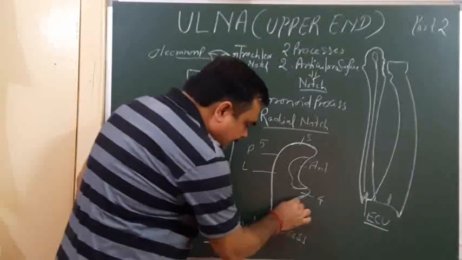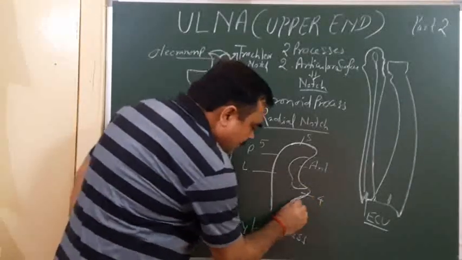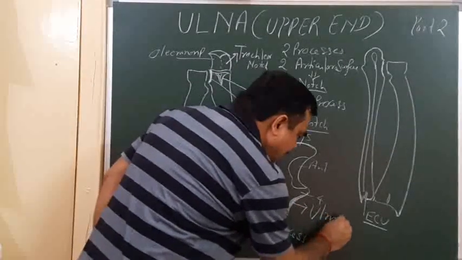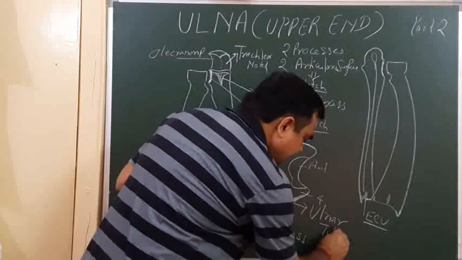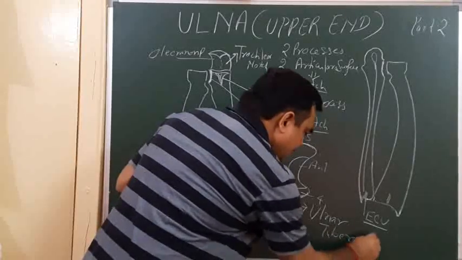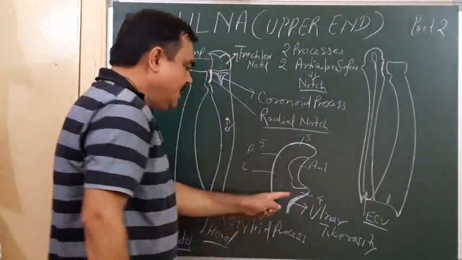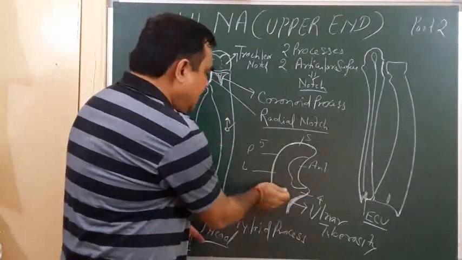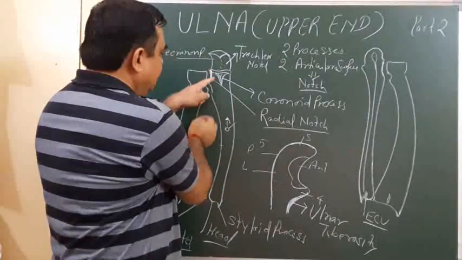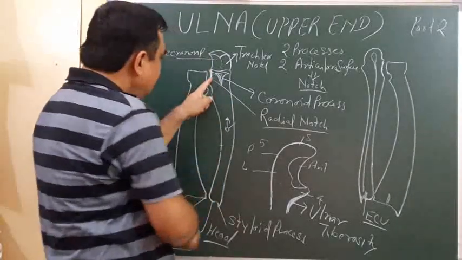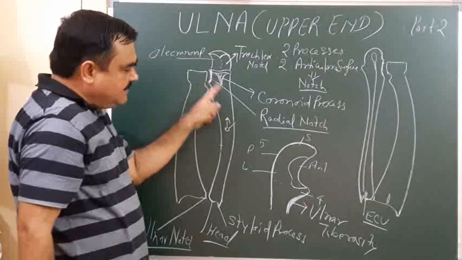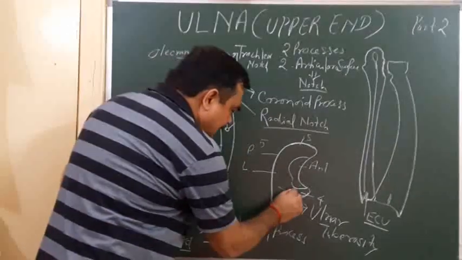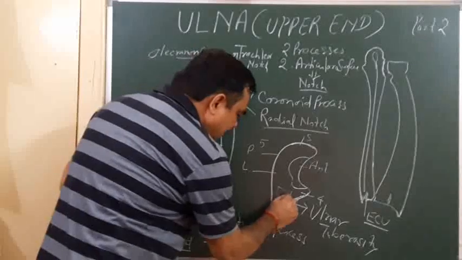This inferior surface of the coronoid process forms a tuberosity known as the ulnar tuberosity. It has a medial surface, and it has a lateral surface on the lateral side. Here you can see the lateral surface has a radial notch. So the lateral surface has a notch. This is the radial notch.